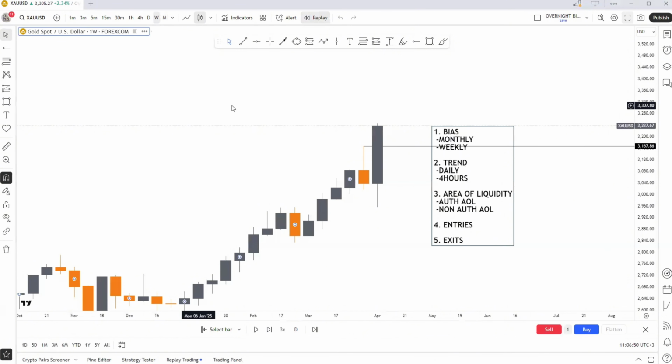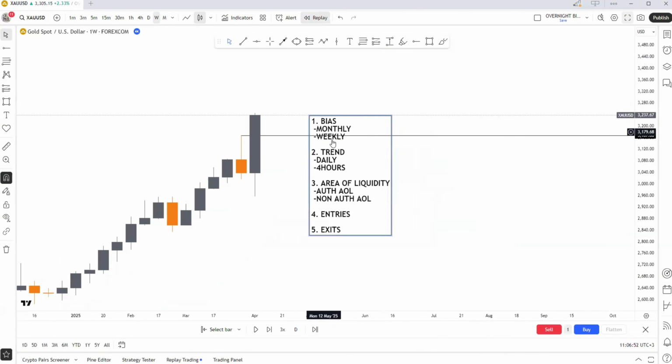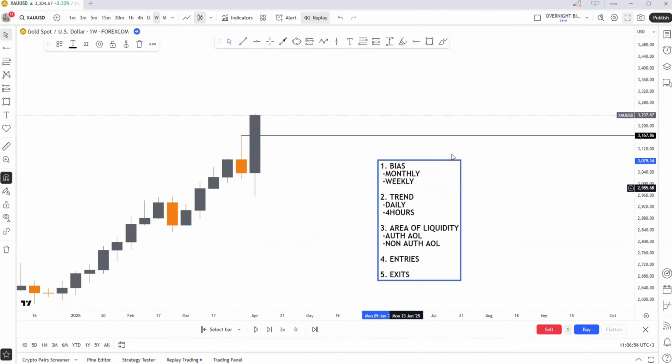We need to find the opportunity. So on the weekly is bullish. So we can check here, weekly is bullish. And also we need to go on the trend. You can note this down in order for you to be analyzing the market. So for the trend, it's either daily or 4 hours.